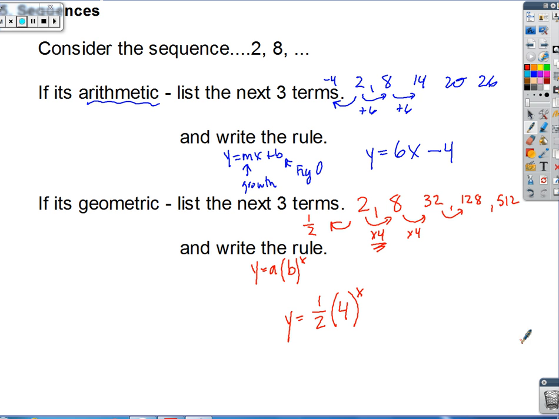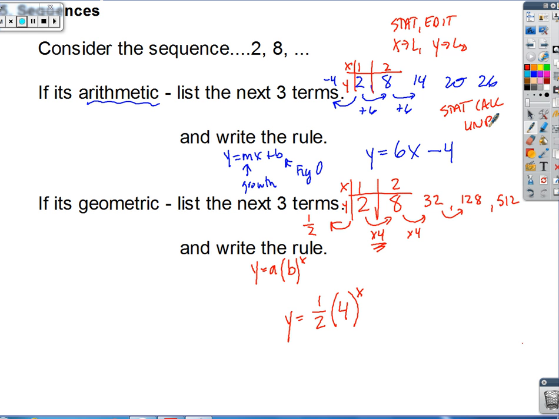Again, you still have the option to do stat, edit, x values in L1, y values in L2. So this will be my x values, 1 and 2. And then for the arithmetic one this would be stat, calculate, LinReg for linear regression. This will be stat, calculate, ExpReg because it's exponential regression.